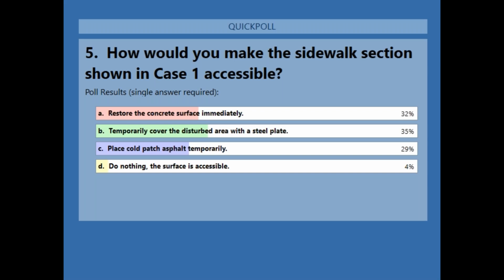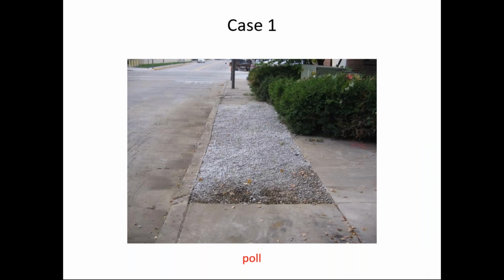It's going to depend on things probably more than we know. But yeah, one solution would be to put a temporary cold patch over it until the concrete contractor can restore it. Or we could put a steel plate over it, hopefully with appropriate slip resistance, or maybe restore the concrete immediately. All of those, I think, would be appropriate. So good work on that.